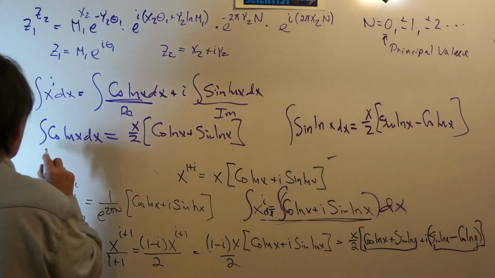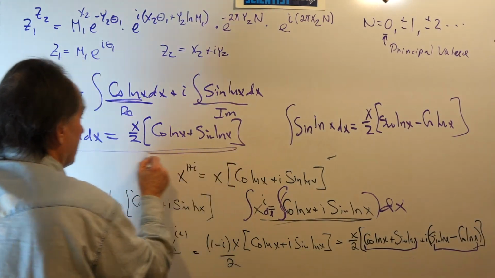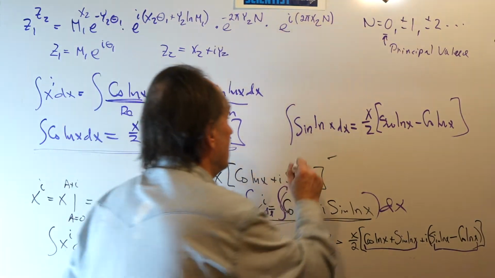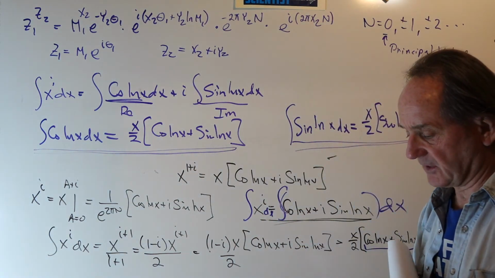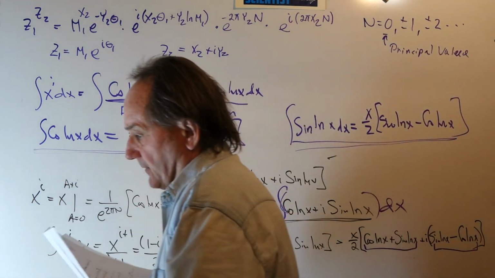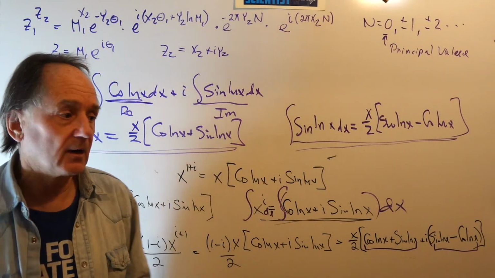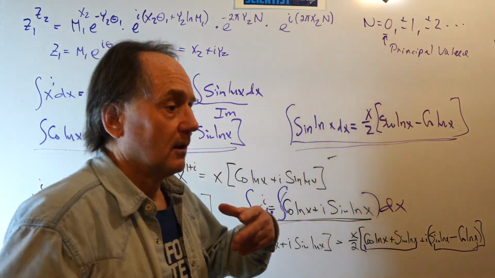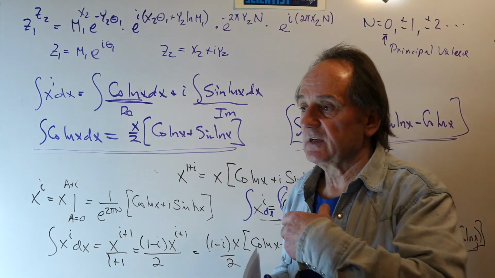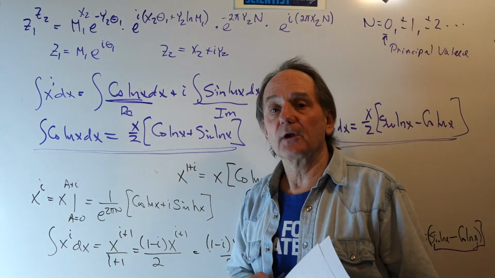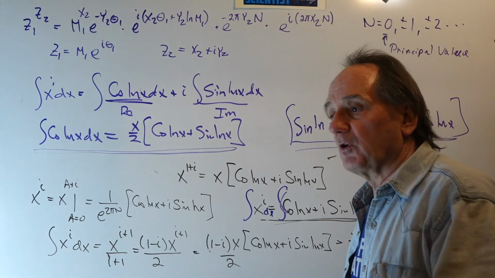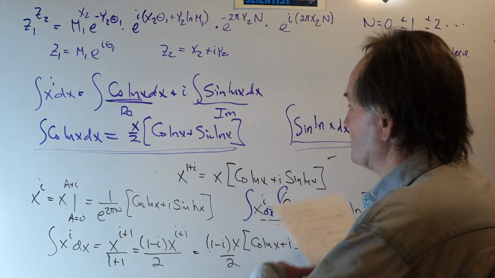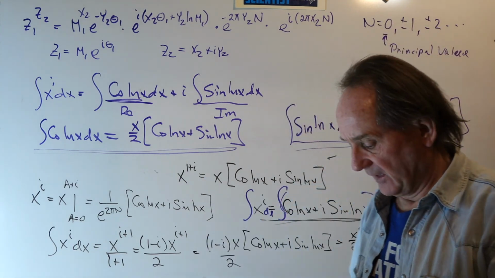So we have two integrals for the price of one because we're dealing in the complex plane. And that's the power of complex numbers. When you do an operation on a complex number in general, the operations act independently on the real and the imaginary parts, and by equating imaginary and real parts on two sides of the equation, you get two different relationships.